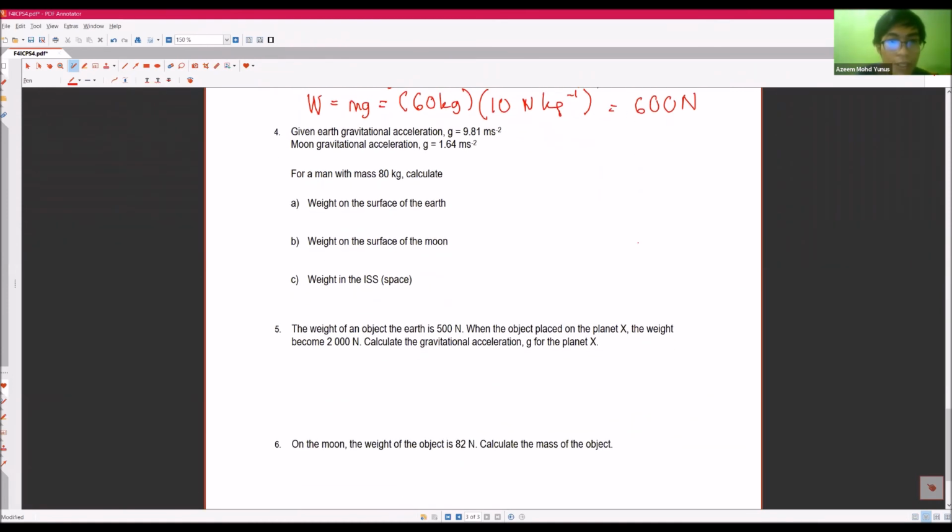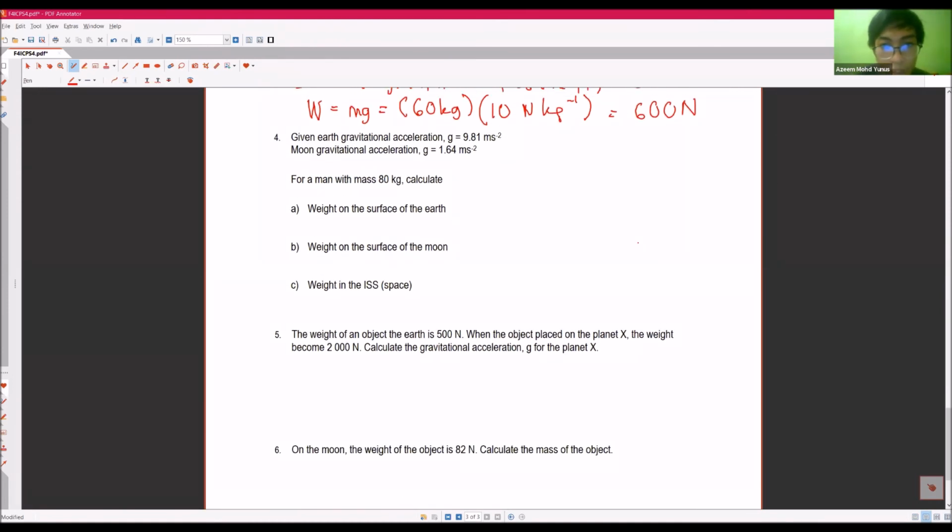So number 4, given Earth gravitational acceleration is g equal to 9.81 meter per second squared. Moon gravitational acceleration should be lower, which is g equal to 1.64 meter per second squared. Why is it lower? Because the mass is lower, of the Moon and the Earth. For a man with mass 80 kilogram, calculate the weight on the surface of the Earth.